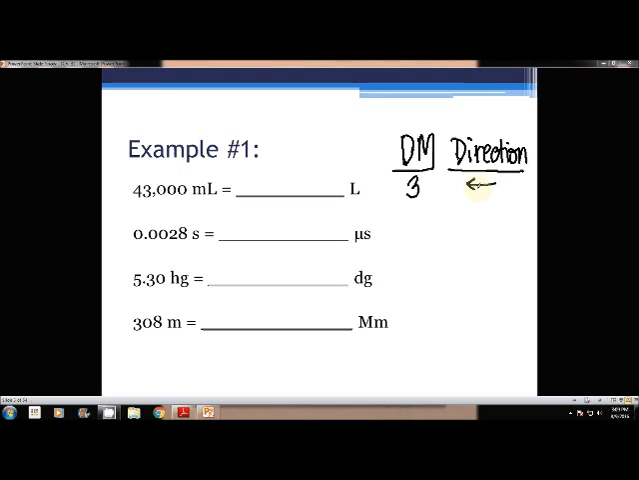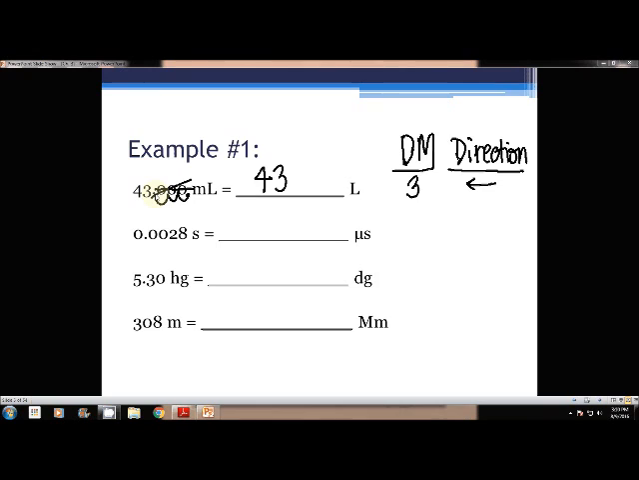Okay? We need to find where our decimal originally is in the number. So if it's 43,000, there's no decimal, so we imply that the decimal's at the end. And then I have to move it 3 times left. So I'm going to go 1, 2, 3. Now, I'm left with a 4 and a 3, and then that's where the decimal place goes. So the other zeros are kind of canceled out. Don't need them anymore. Okay? So 43,000 milliliters is equal to 43 liters.